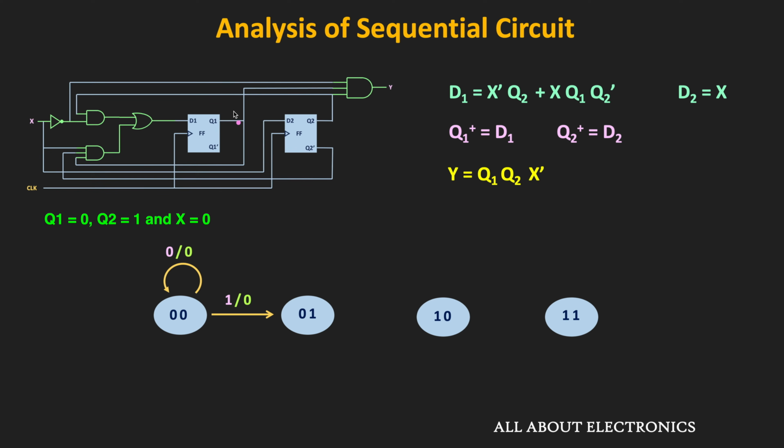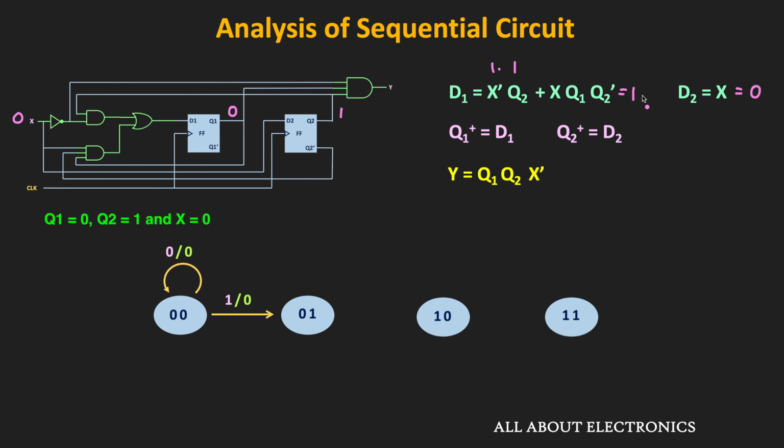That means whenever the Q1 is 0 and the Q2 is equal to 1. And first let us see when the input X is equal to 0. So when the input X is equal to 0, then first of all, this D2 input will become 0. While if you see this D1 input, then D1 input will become 1. Because here, this X bar will be equal to 1, but the Q2 is also equal to 1. Therefore, this D1 input will become 1.